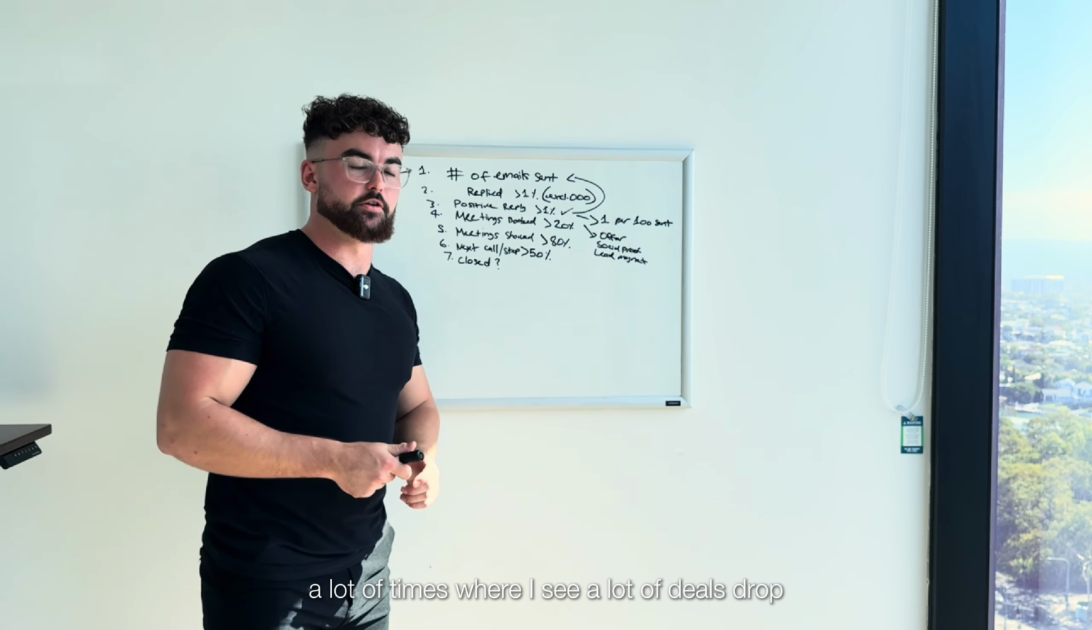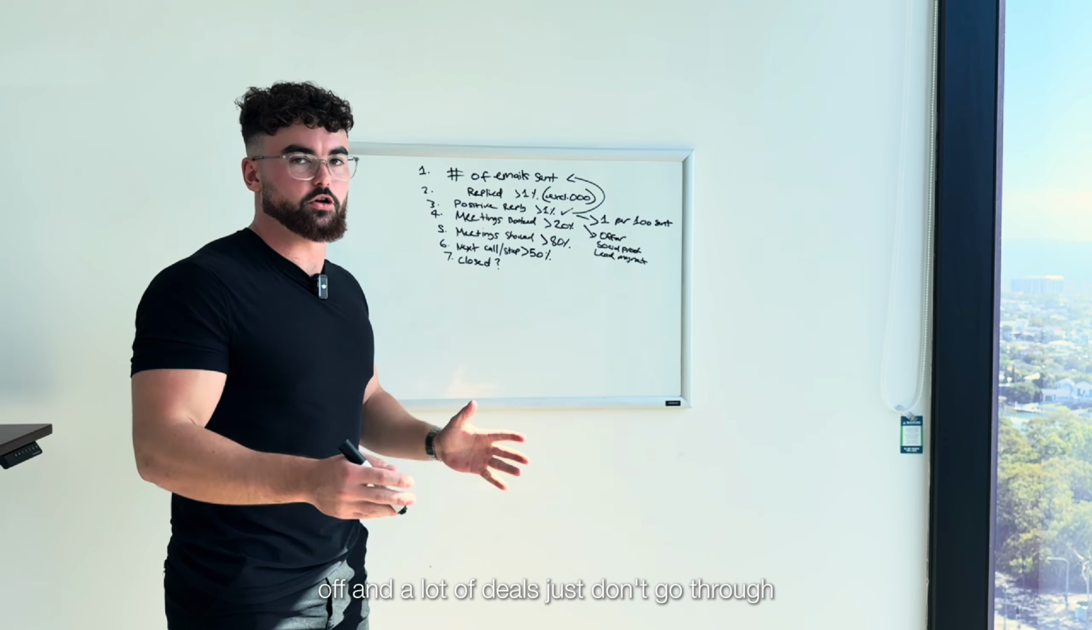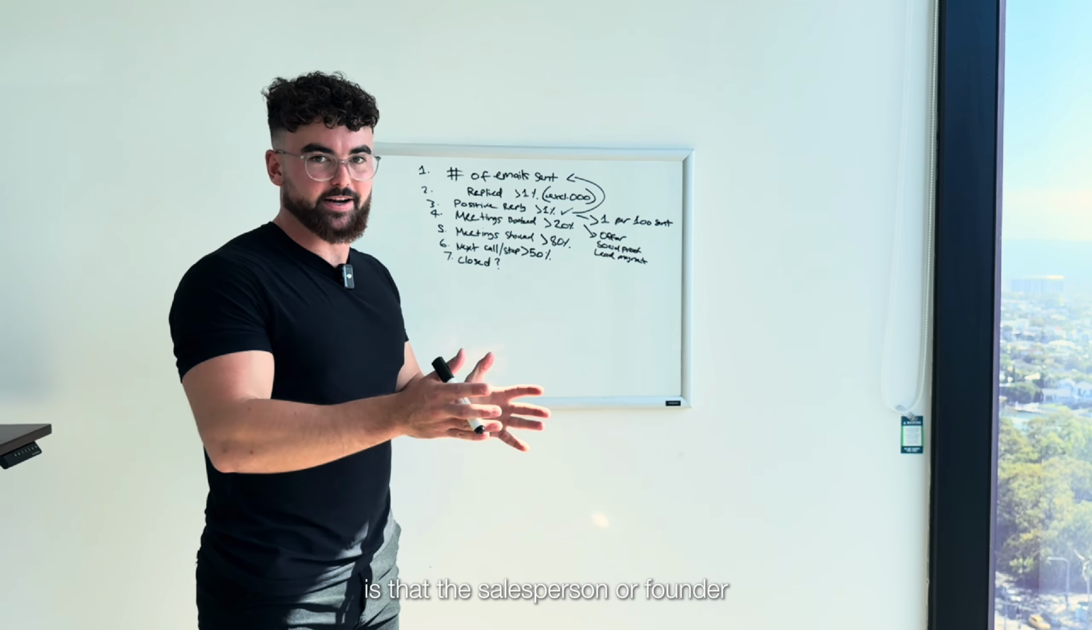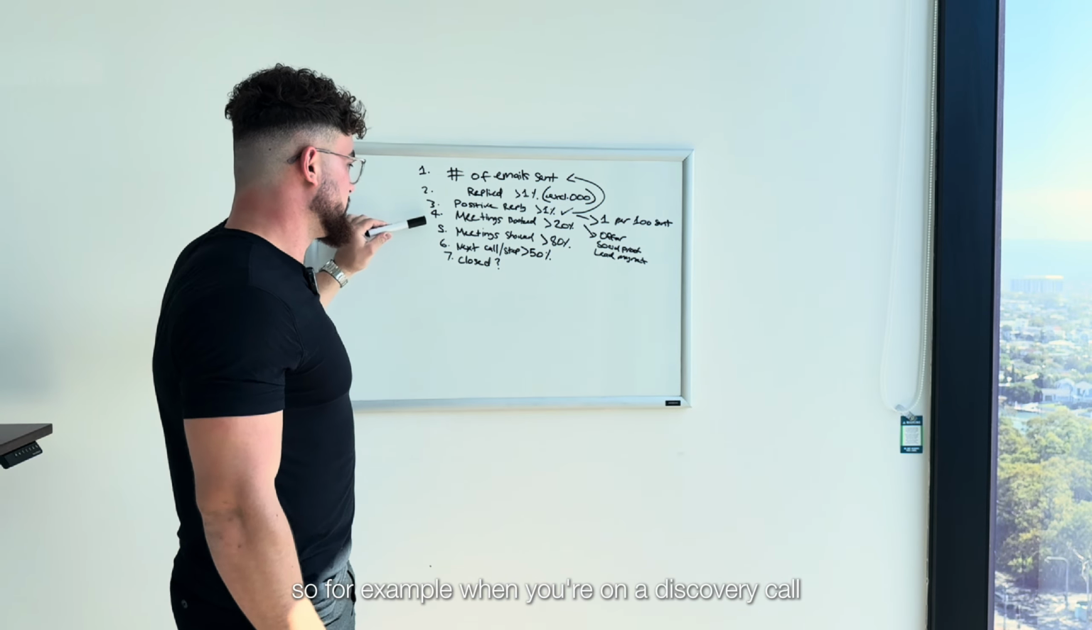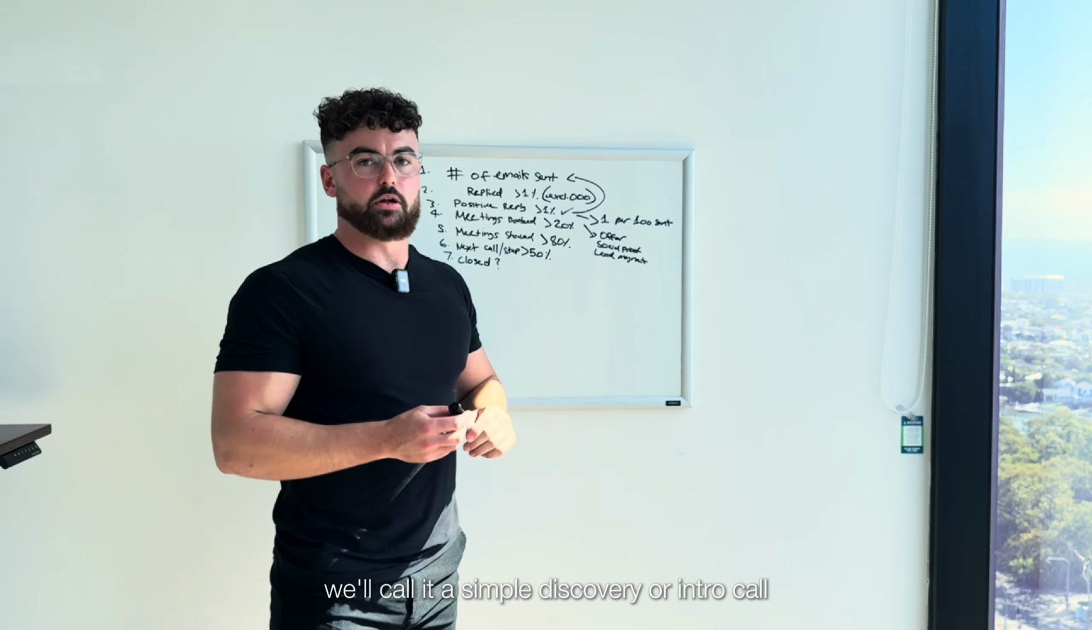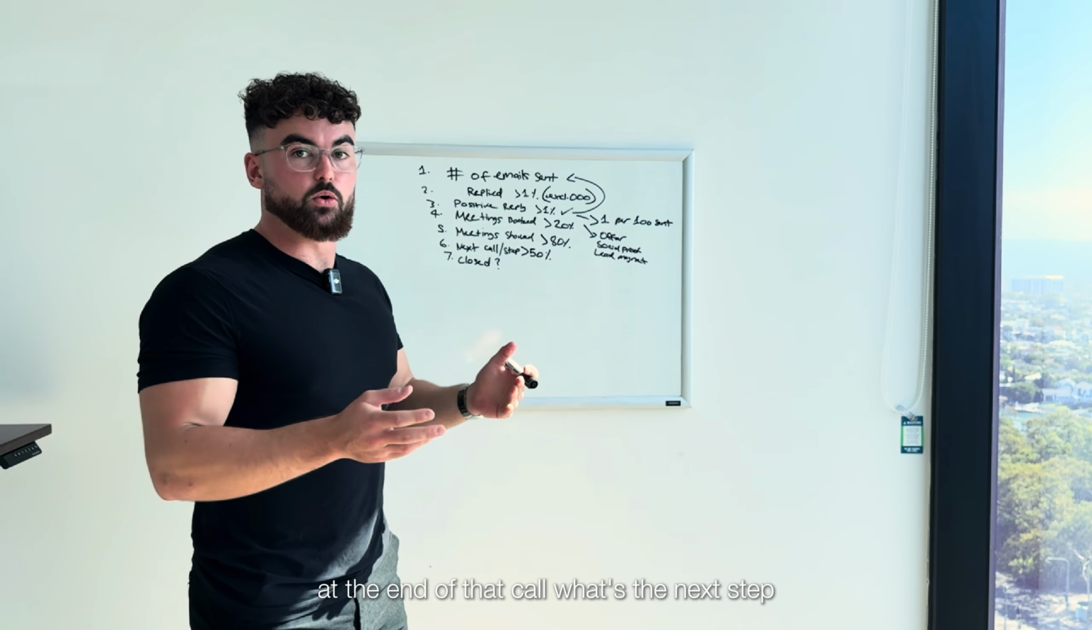A lot of times where I see a lot of deals drop off and a lot of deals just don't go through is that the salesperson or founder, the CEO, just hasn't provided a clear next step. So for example, when you're on a discovery call, let's say, we'll call it a simple discovery or intro call. At the end of that call, what's the next step?